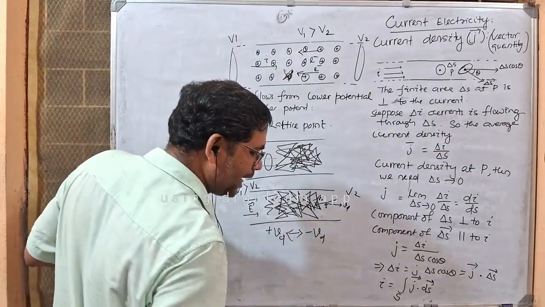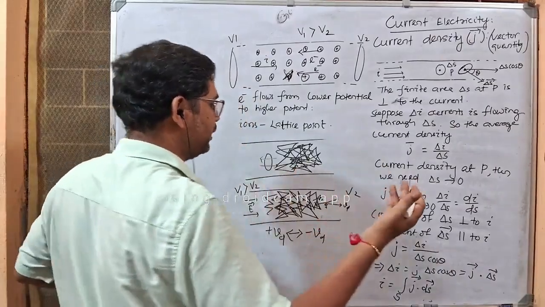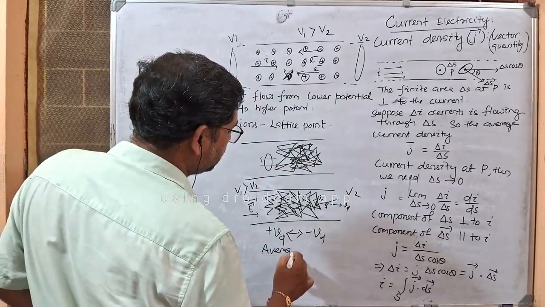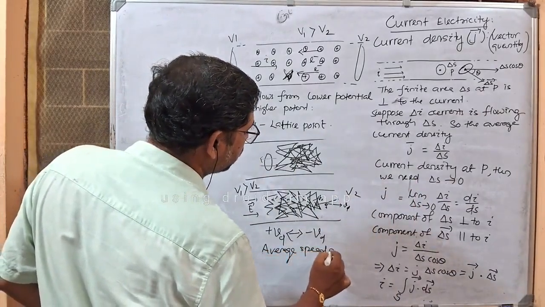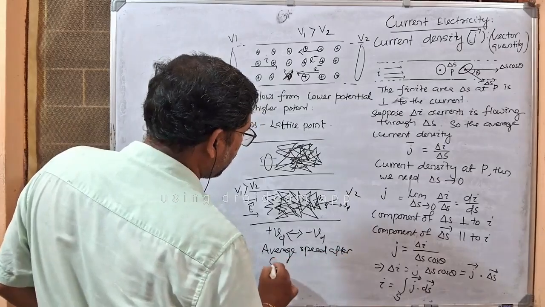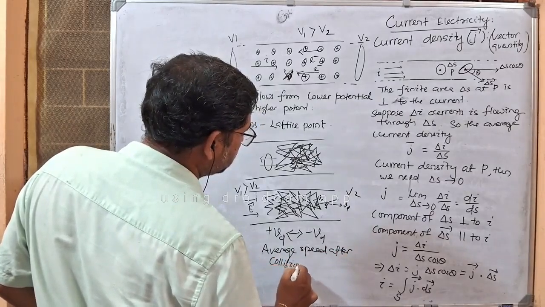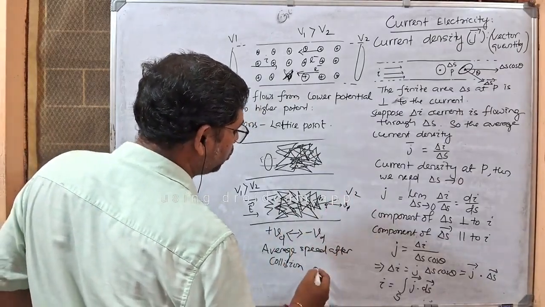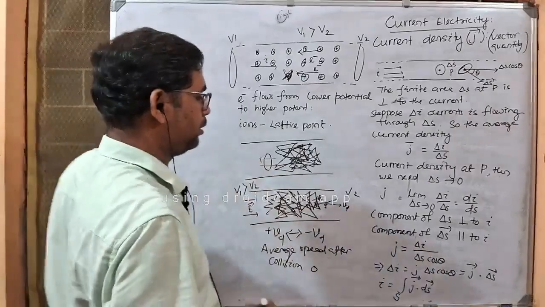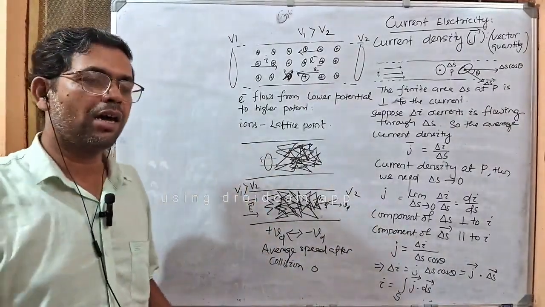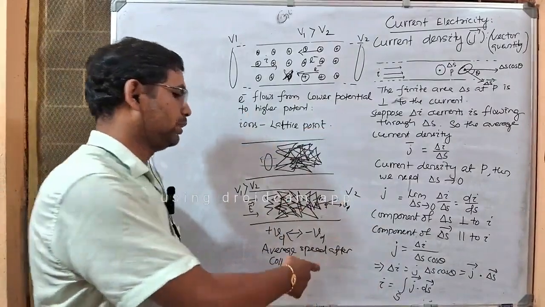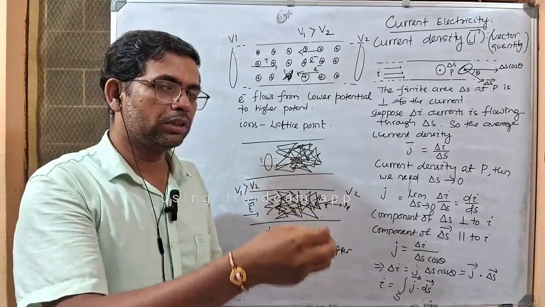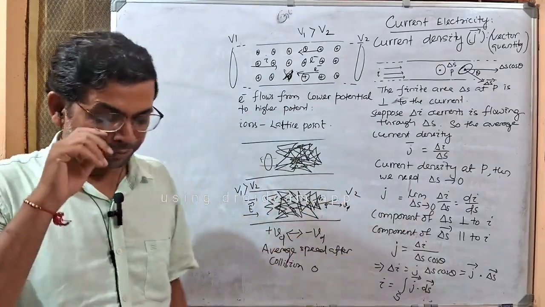So what can I expect? What is the average speed after collision? It's the average: add these two extremes and divide by 2. If you add them, it will become 0. So we can take that on average, not that it always becomes 0 speed, but on average after collision its speed becomes 0. Okay.